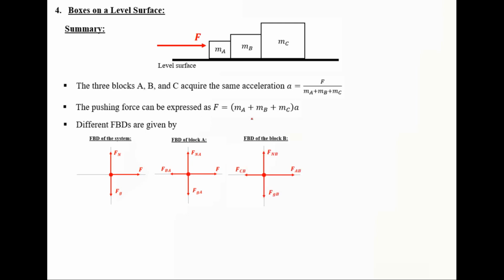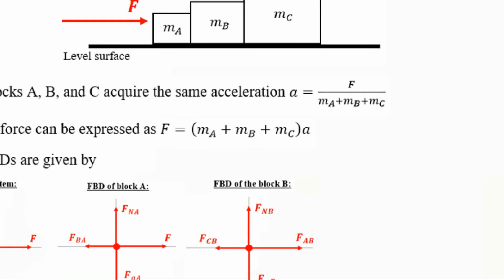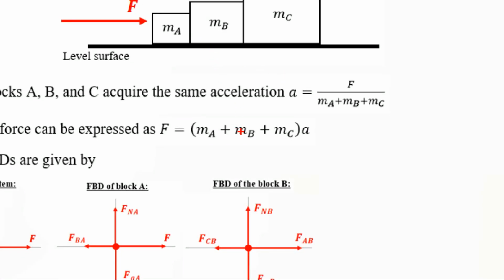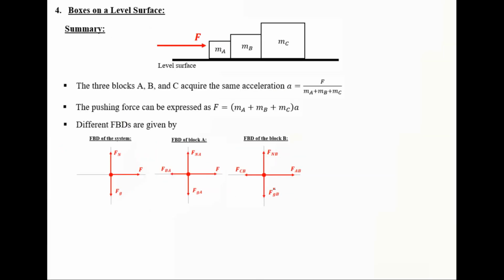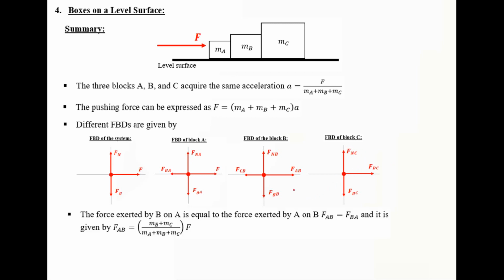Now if you consider block B, it doesn't communicate with the capital force F. However, it communicates with two forces: the force exerted by A on B to the right, the force exerted by C on B to the left, and we have the normal push and the pull of gravity. If you consider the block C, we have three forces. For sure, the block C doesn't communicate with the capital force. We have FBC to the right, the pull of gravity down, and the normal push up.